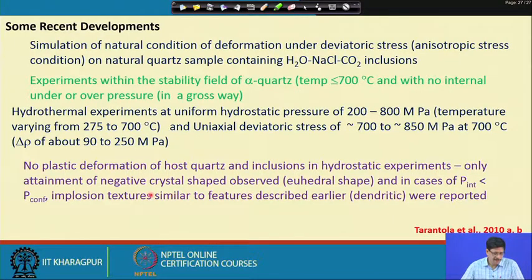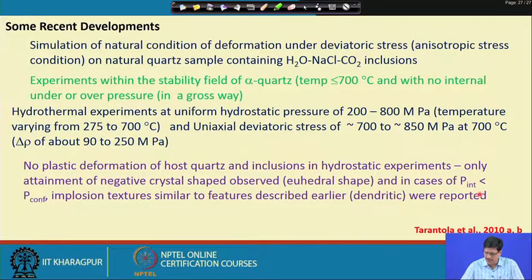As expected, in the hydrostatic pressure experiments, which were essentially just to see how the inclusions were equilibrating at conditions different from their original conditions of formation, there is not much difference in the inclusion characteristics that could be seen. The only change observed in the inclusions was that they tend to attain a more regular negative crystal kind of shape, euhedral shape.